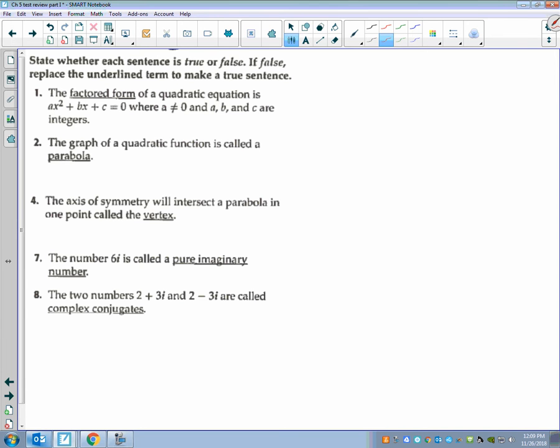State whether each sentence is true or false. If false, replace the underlined word to make a true statement. It says the factored form of a quadratic equation is ax squared plus bx plus c, where a, b, and c are integers. No, not factored form, so that's false. That should be standard form.